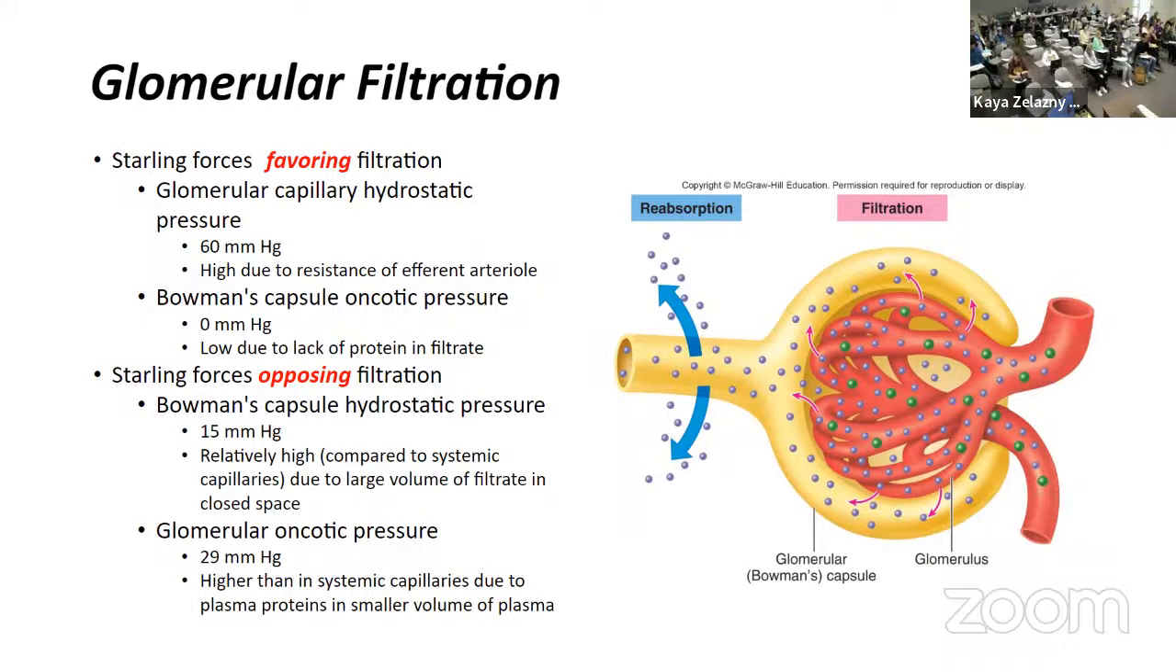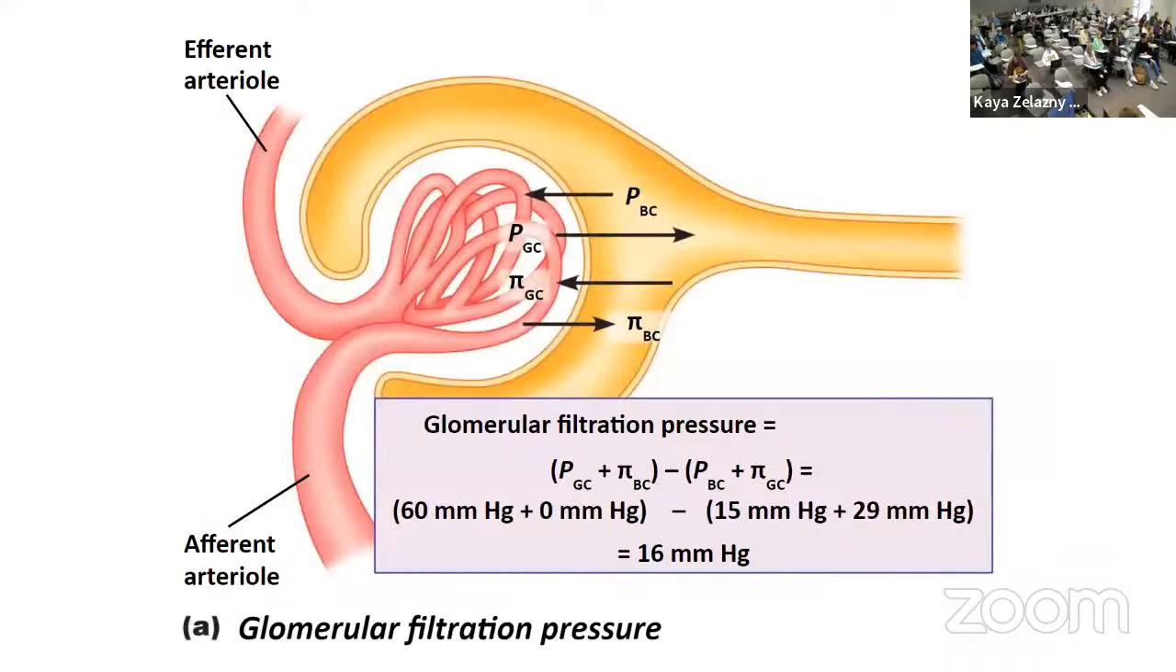Okay. Then the glomerular oncotic pressure is high, 29 millimeters of mercury, because we have lots of plasma proteins in that plasma, and we are constantly moving fluid out, moving filtrate into the nephron, leaving those proteins back in that smaller volume of plasma continuing on. Okay. So here this is just drawn out big for you if you want to practice.